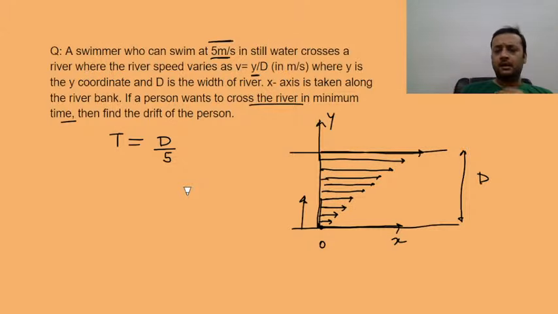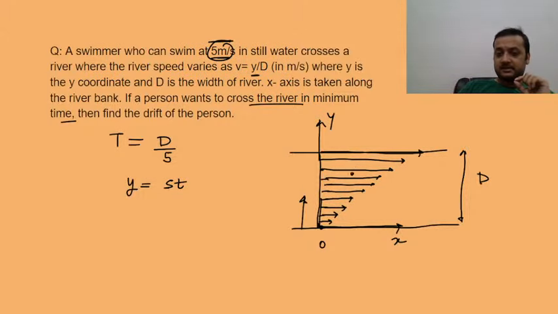Now think carefully. The y coordinate of the person, not the x coordinate, is simply due to this 5, because the river is just pushing along x-axis. River is not pushing the person along y-axis. So the y displacement of the person is happening because of his own velocity, which is 5. So y coordinate is simply a linear function of time. We can say y coordinate of the person is simply 5t.